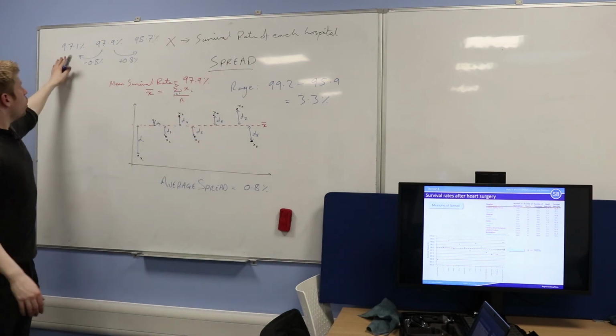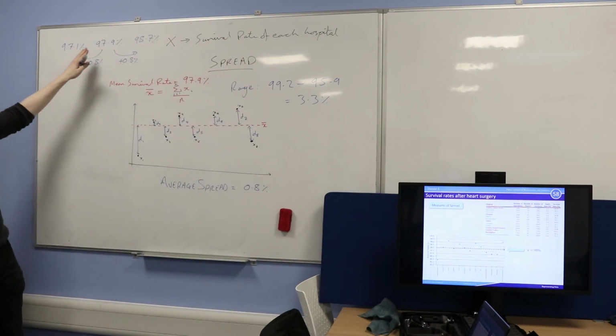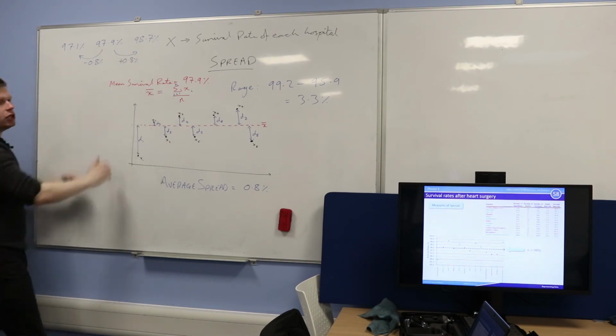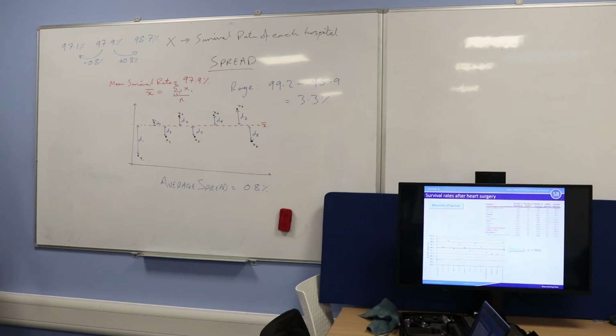And as you can see, most hospitals will lie between 97.1 and 98.7. So if you want to talk about a poor hospital or a good hospital, if it lies outside of this range, then you can start to make that inference.